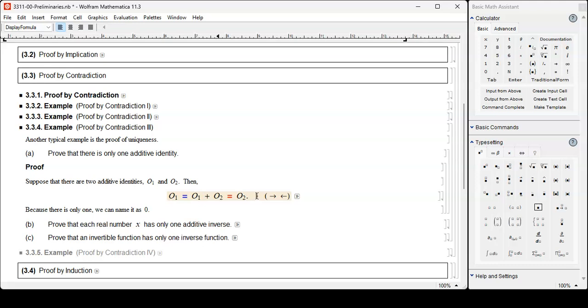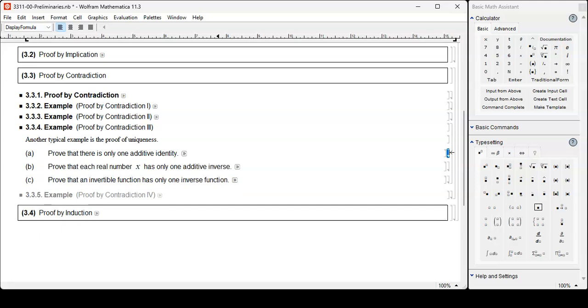So what do you get? O1 and O2 are the same. Wait a minute. We assumed they are different. There goes a contradiction. So one and only one additive identity. Given a real number x, there's one and only one additive inverse.